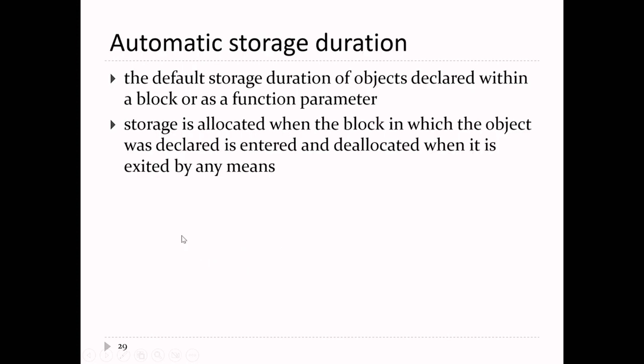Okay, automatic storage duration. When you have a variable that has block or function scope, in other words, a local variable or a parameter, that thing has automatic storage duration. Storage is allocated when the block in which the object was declared is entered. So if you have a function with a parameter a, then when you call that function, that's when storage for that variable a is allocated and it becomes usable.